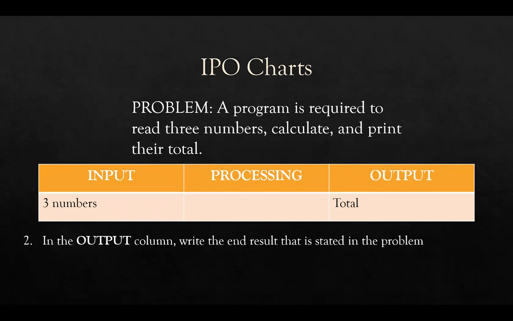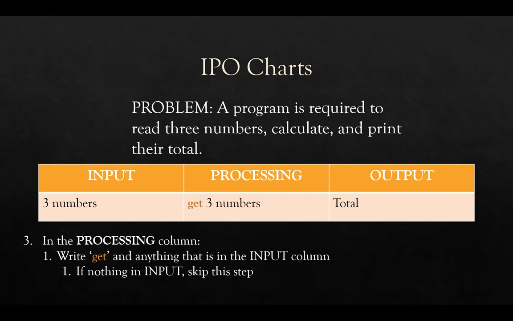Next, we complete the output column. The problem asks us to print or output the total. So that's what goes in this output column. We're going to use total here, but sum would work just as well. Once we make the decision like that, though, the important thing is not the name that we use, it's that we use the same name every time. Consistency is going to really count throughout this programming process.